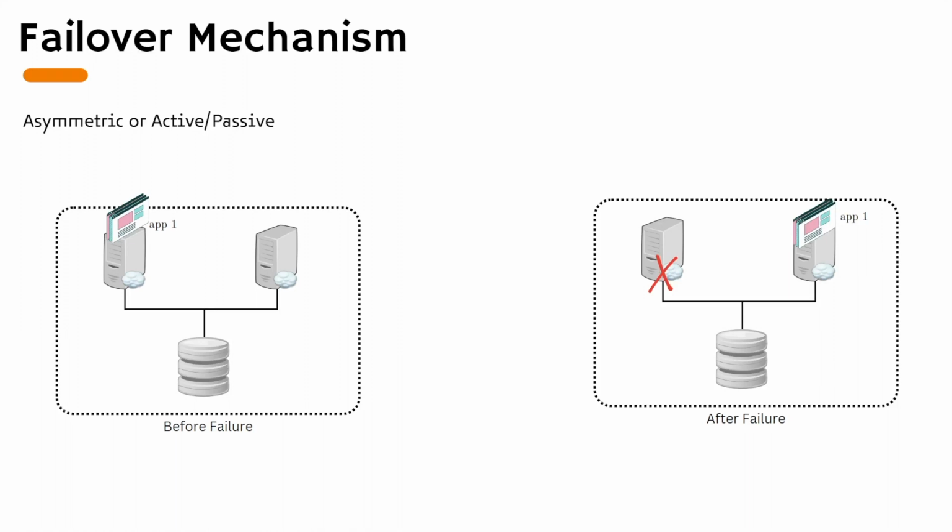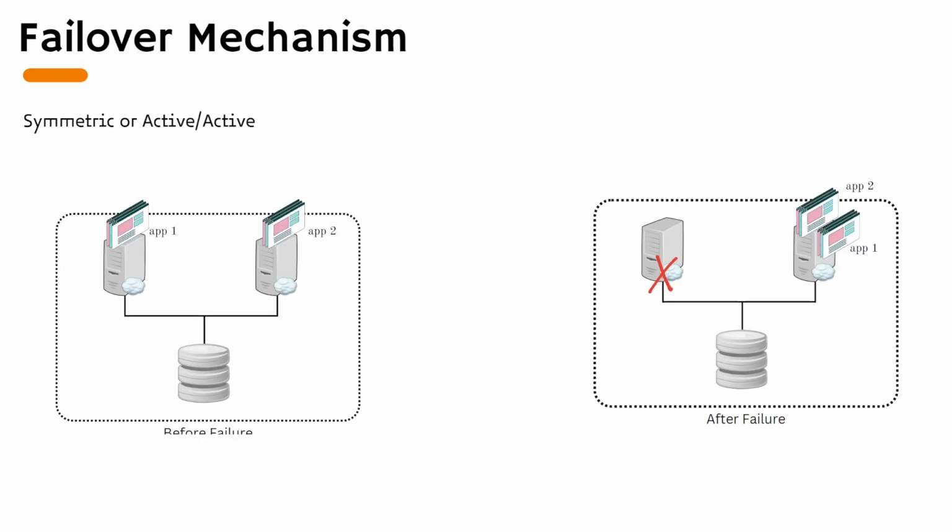In the active-passive or asymmetric failover mechanism, an application runs on the primary or master server. A dedicated redundant server is present to take over in case failure happens. Whenever node 1 dies, the application is brought online on the second node.